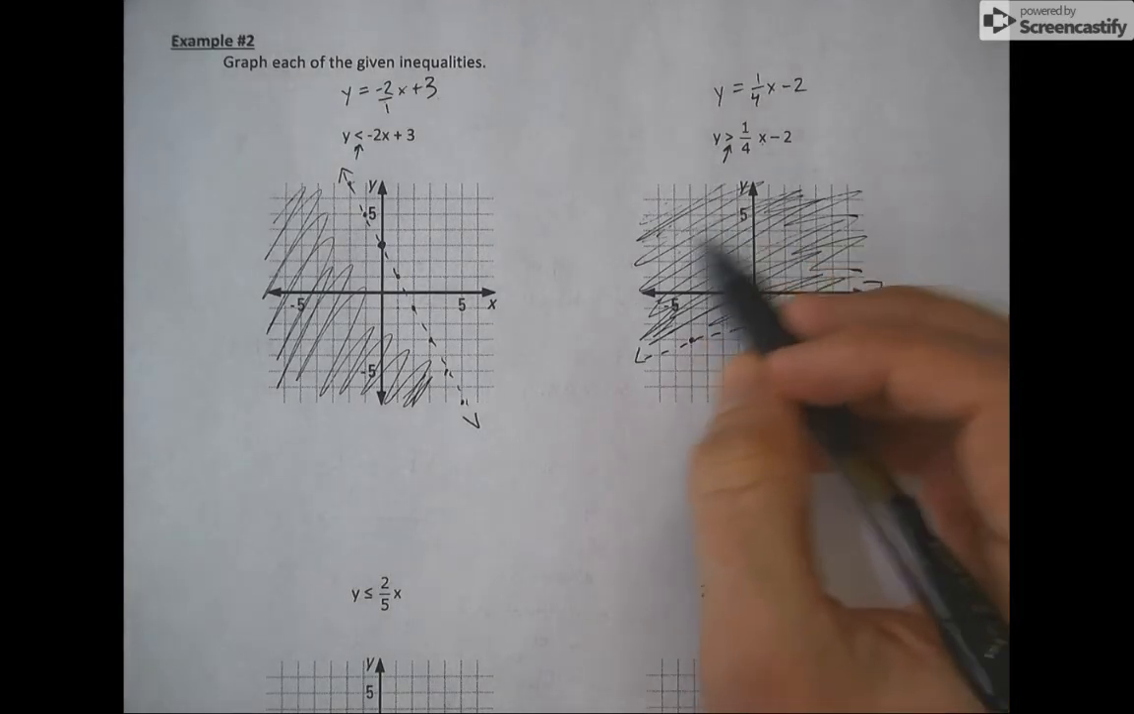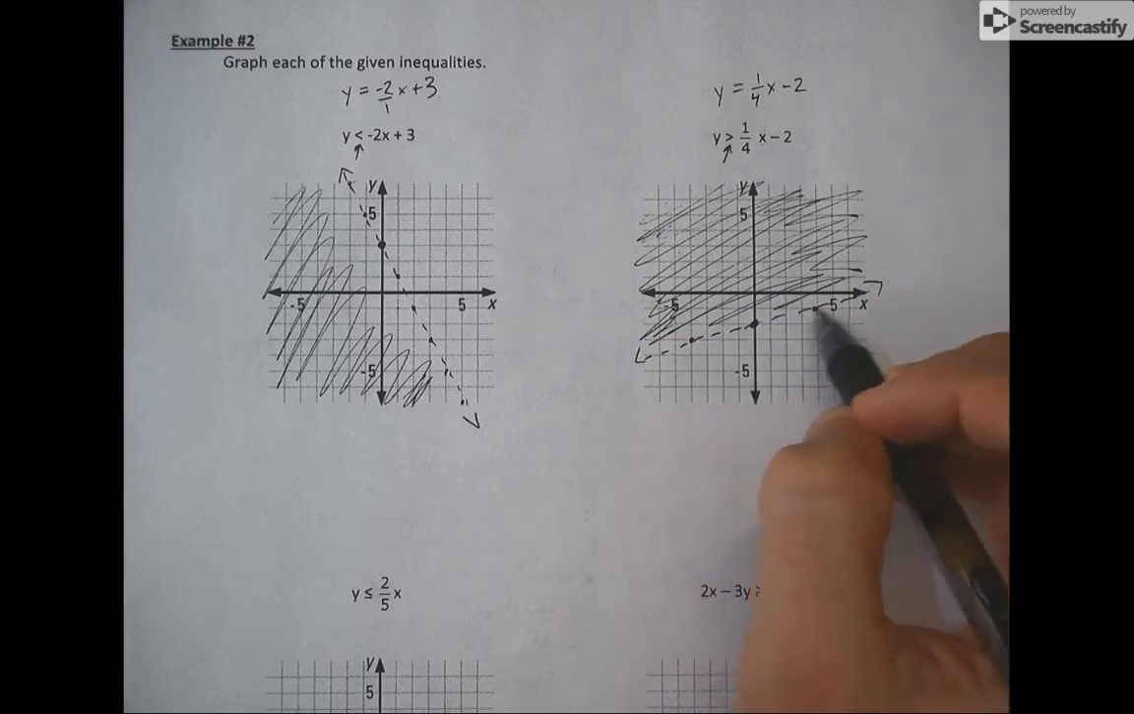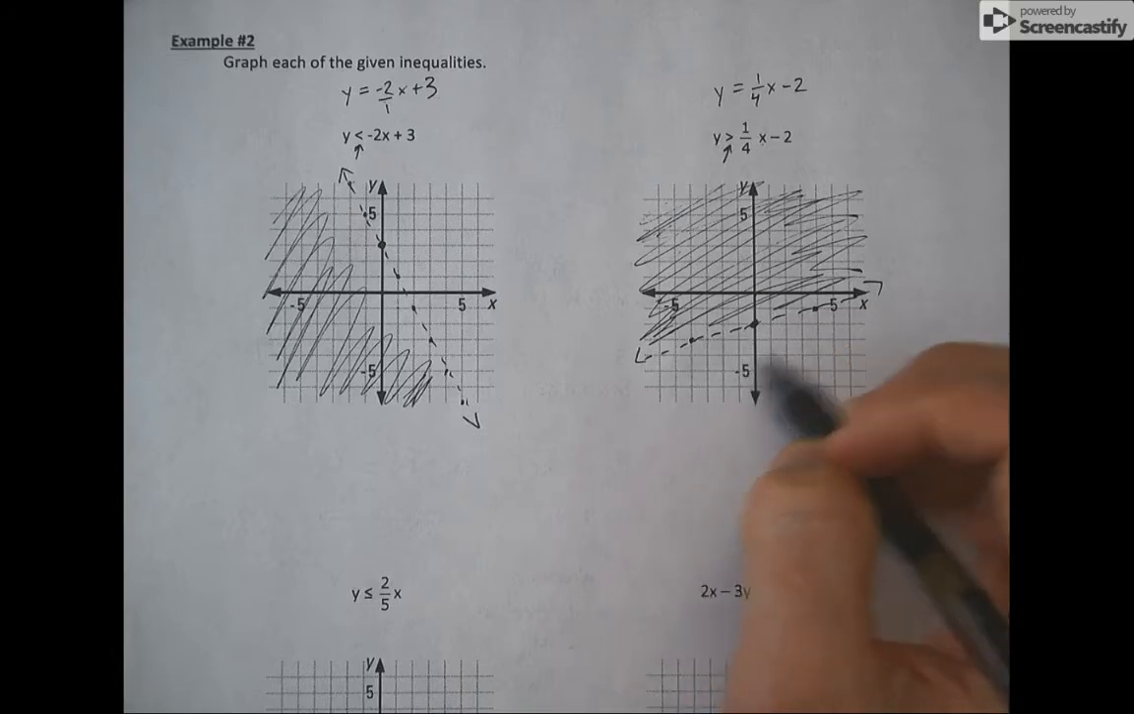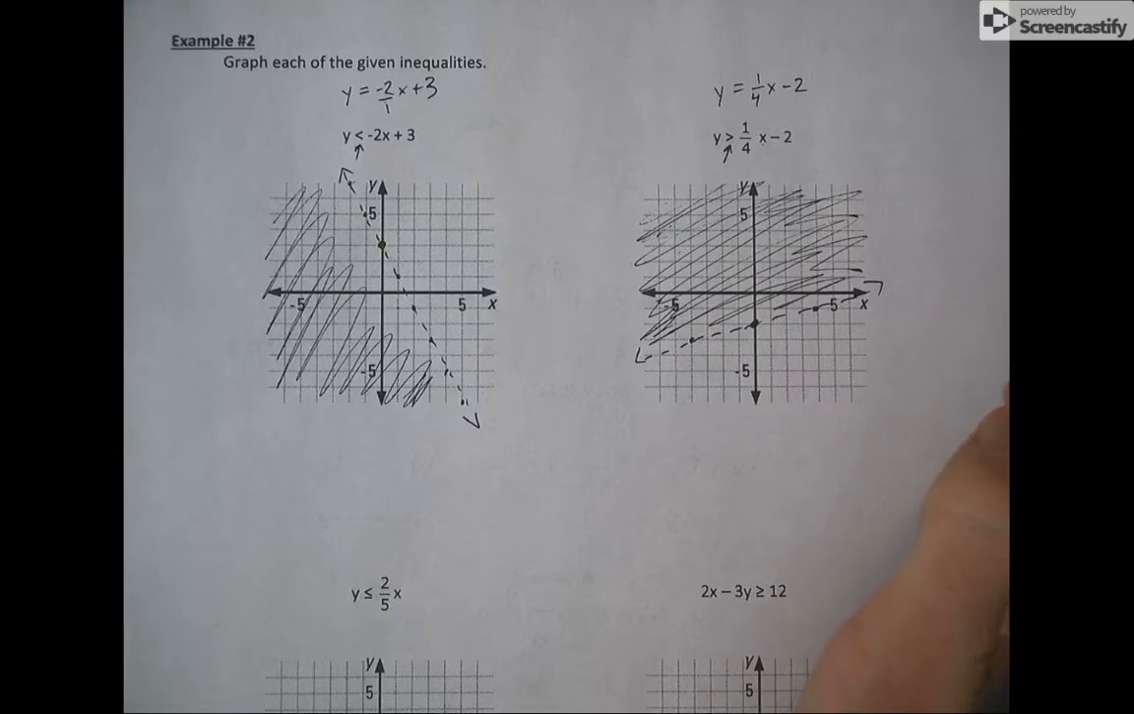And that's going to be true for any set of points that you pick up here. If you picked a point that's actually on this line, it's going to make it untrue because it's not included. And if you pick a point that's in the non-shaded region and plug it in for x and y, it's also not going to work.